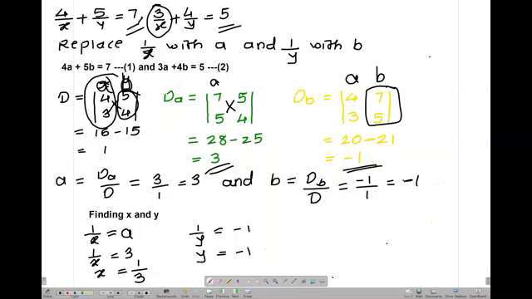But what we did is we replaced 1 upon x with a and 1 upon y with b. So putting the values back, 1 upon x becomes 3. So x is equal to 1 upon 3. And 1 upon y is minus 1. Therefore, 1 upon y equal to minus 1, so I'll multiply here. So 1 equal to minus y. So y equal to minus 1. And as I told you, you can put the values of x and y in any equation and check if LHS is equal to RHS. Let's see one more example.